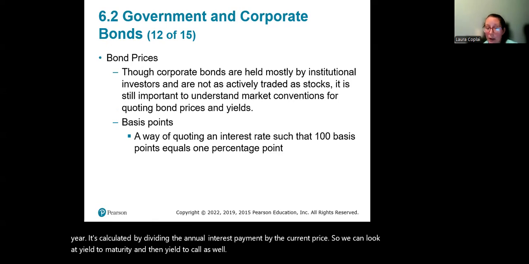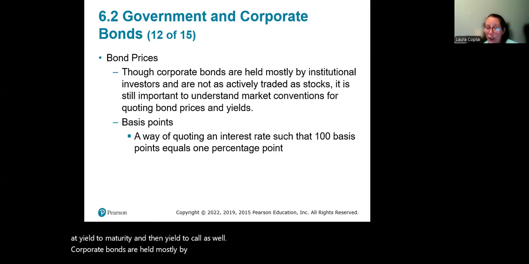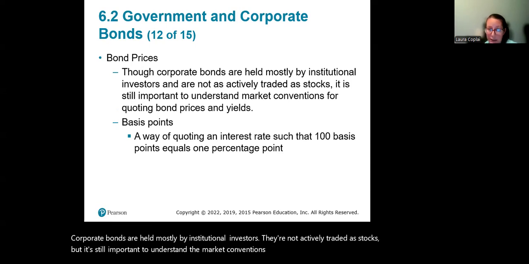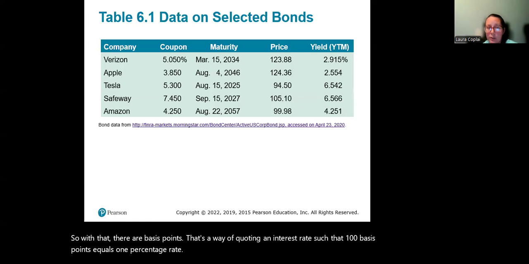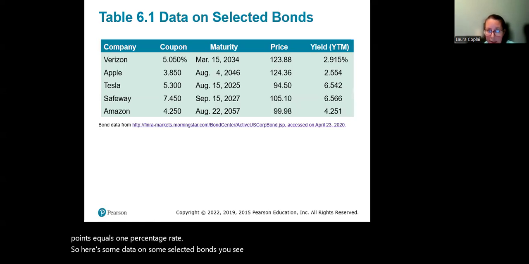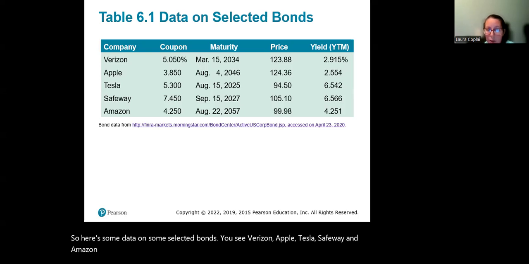Corporate bonds are held mostly by institutional investors. They're not actively traded like stocks, but it's still important to understand the market conventions for quoting prices and yields. So with that, there are basis points. That's a way of quoting an interest rate such that 100 basis points equals 1 percentage point. Here's some data on some selected bonds. You see Verizon, Apple, Tesla, Safeway, and Amazon. The coupon percentage rate, the maturity date, the price, and the current yield to maturity.